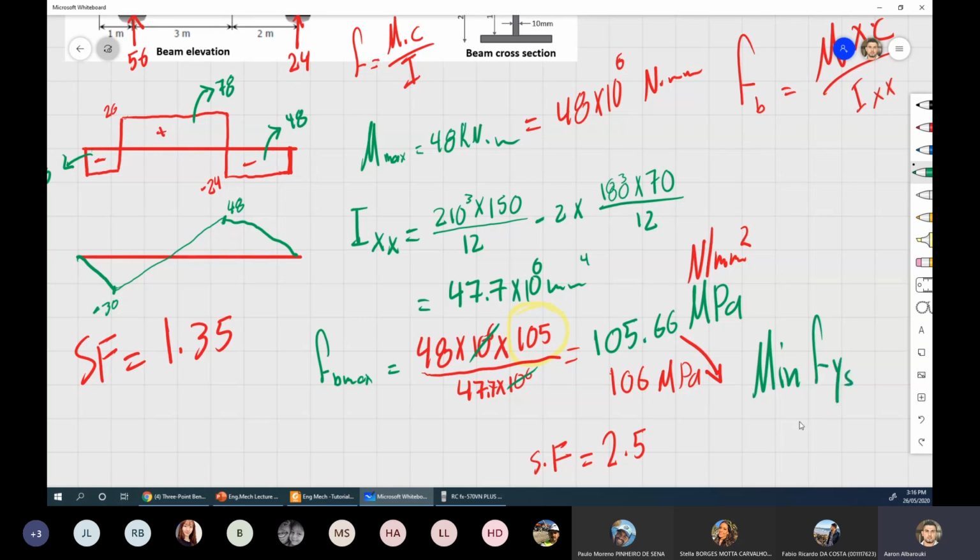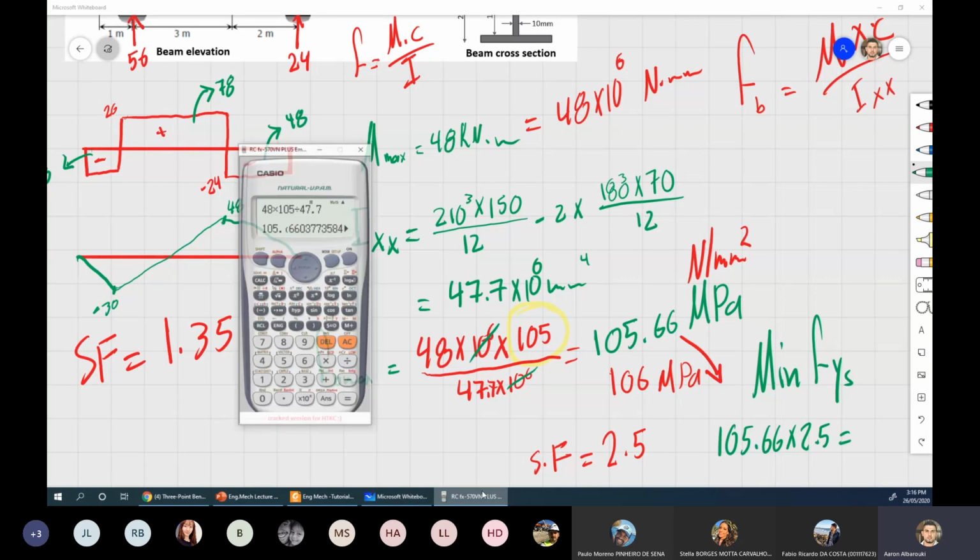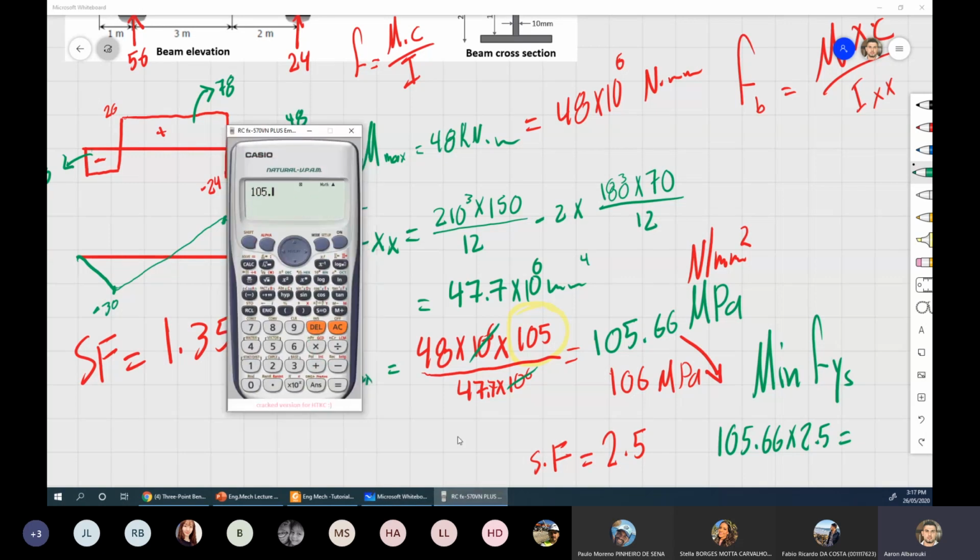Fy for steel you should use equals 105.66 times 2.5. He doesn't know these numbers. All he needs to know, 105.66 times 2.5, is that the minimum you should use is 265 MPa steel. That's what he needs to know. He doesn't need to know about all this headache. Okay? Makes sense where the safety factor comes into place?